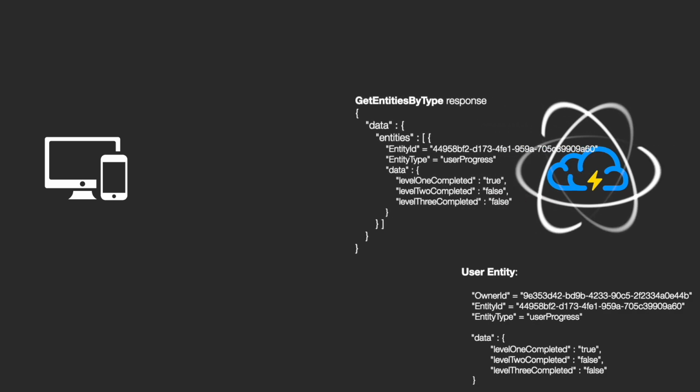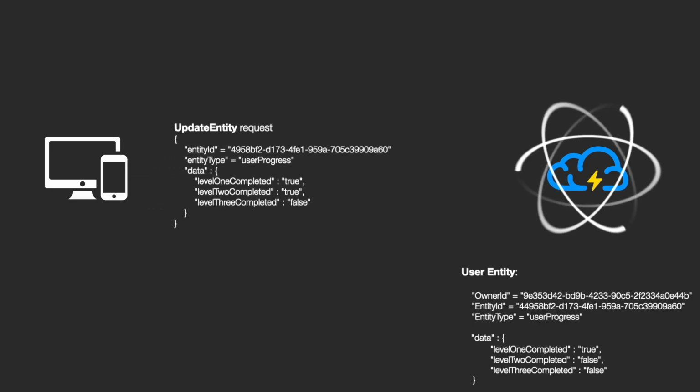The app authenticates with brainCloud. On a successful authentication response, the getEntitiesByType request is then made. This time, the response will contain an array with the user entity data. That's because the user entity was created during the previous session. The user plays the game and this time completes level 2. The update entity request is made to update brainCloud with the changes to the user entity's data.